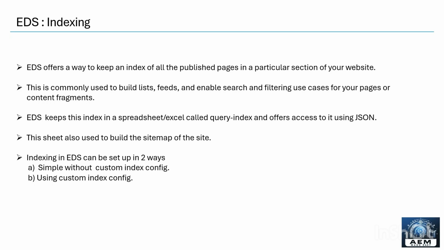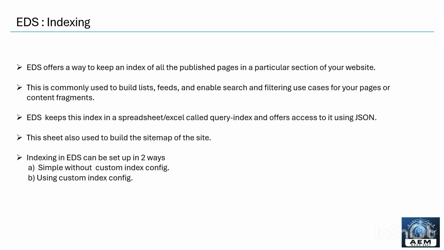There are multiple use cases of indexing. We can use it for search-related use cases, like a search block that will use the indexes of all the published pages. The same indexes can be used to build the sitemap of your site, which can be used by SEO or crawlers for indexing your website. There are some other use cases also, like you can build list feeds, or implement filtering-related use cases, all those things.